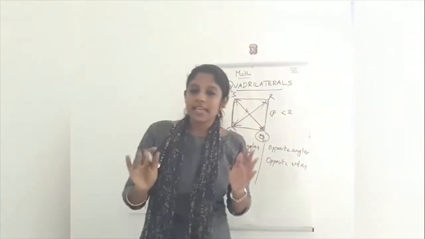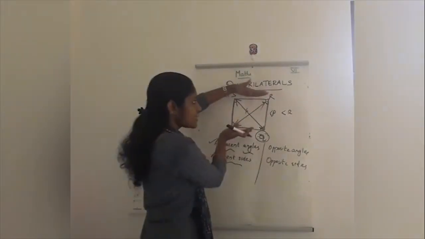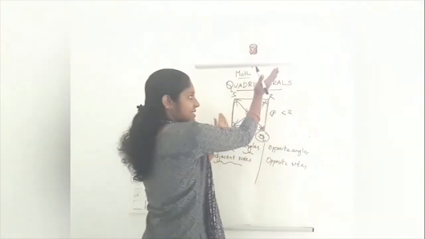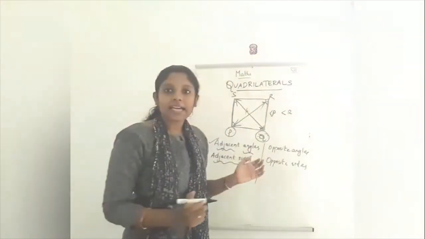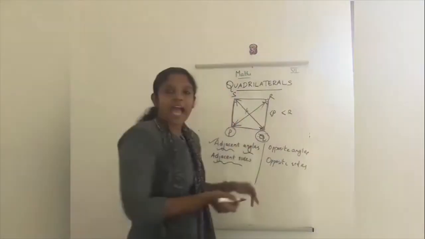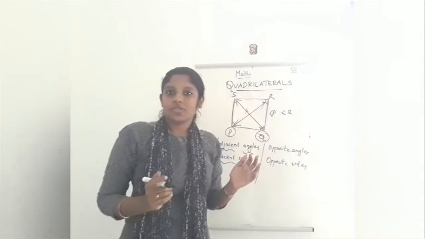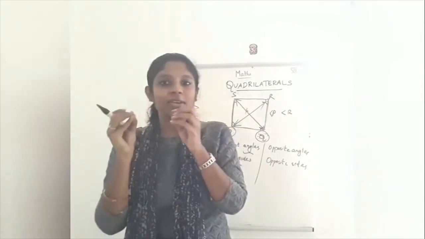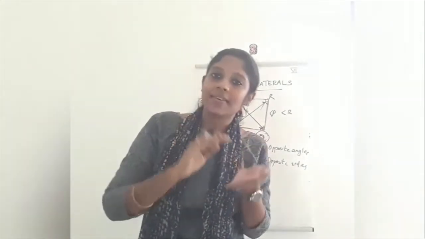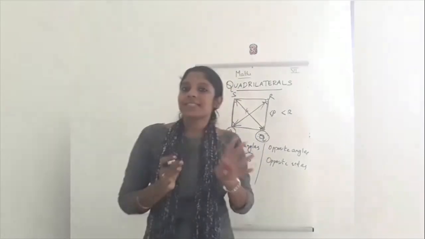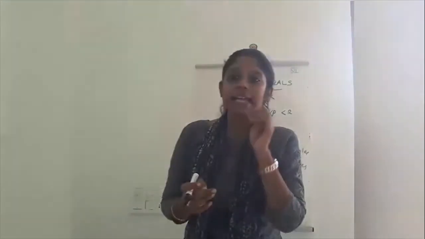Okay, easy. Opposite sides means sides which lie opposite. Opposite angles means angles which lie opposite. Adjacent angles means angles which lie close. Adjacent sides means sides which lie close to each other. So look at the picture and you can easily find out what adjacent sides, adjacent angles, etc. are. So this is a quadrilateral, which is a four-sided polygon.